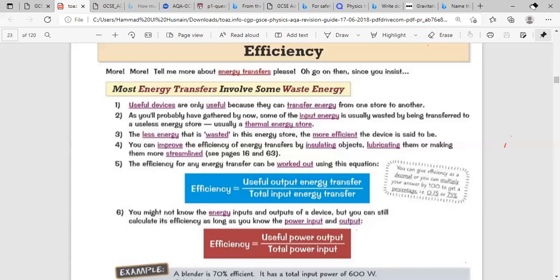So this is what efficiency means in physics: when we input some energy and most of it is transferred to a useful energy store, that body or object or system is more efficient as compared to one in which there are more energy losses and only some amount of energy is transferred to the useful energy store, which will be less efficient. So I hope the efficiency is clear to you now.